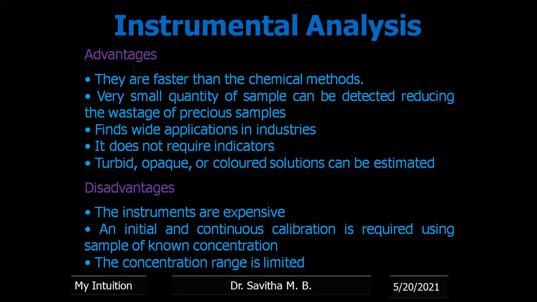But there are certain disadvantages in comparison with volumetric analysis, where we do the titration. The disadvantages are that we need to procure the instruments, and the instruments are expensive. Initial and continuous calibration is required using a sample of known concentration, and the concentration range is also limited. These are some of the disadvantages, but moreover, most processes use instruments for the analysis.